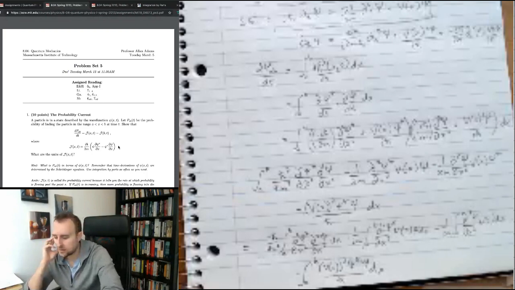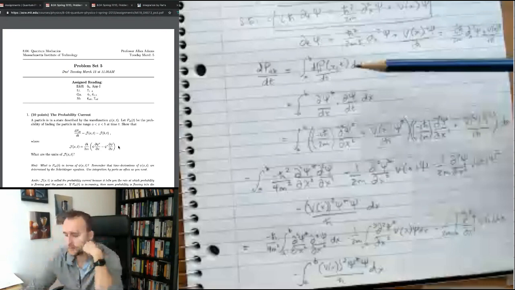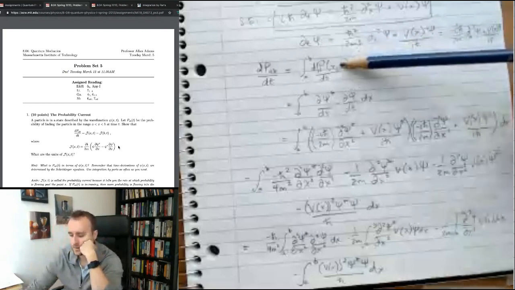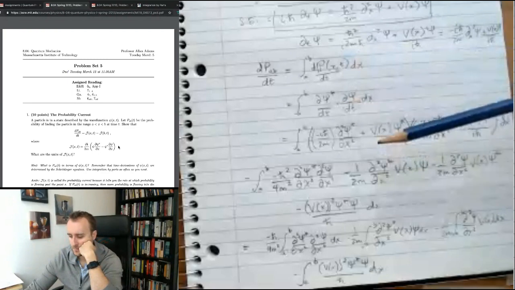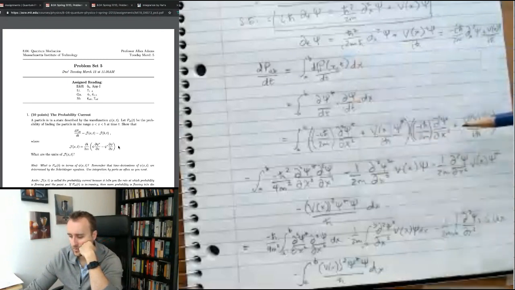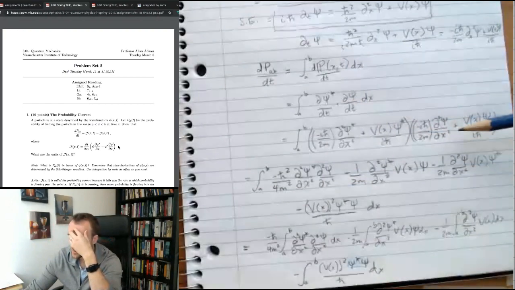So in this particular question, we had this, which was this, which we expanded to these two using the Schrodinger equation. And then we just multiplied it all out, and then we separated the integrals.